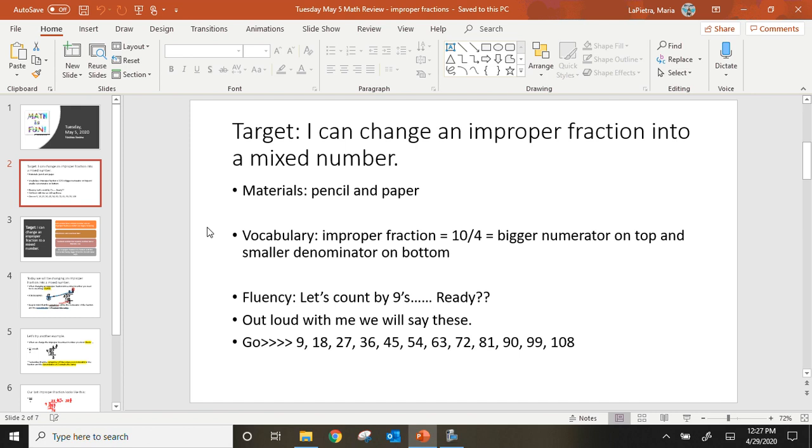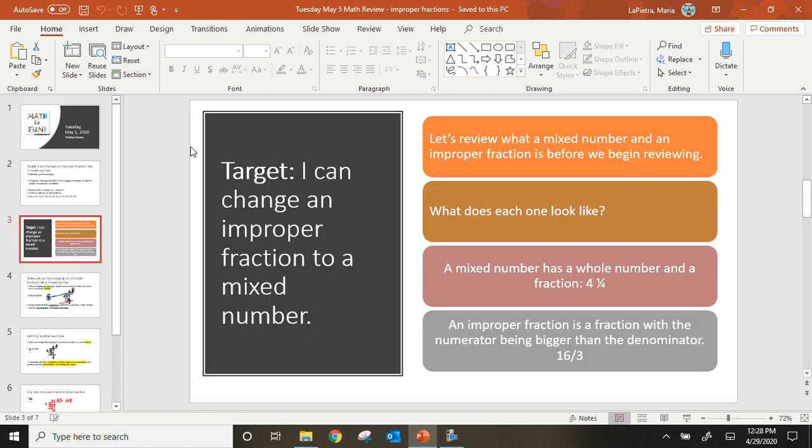So there's your example. And for fluency today, let's count by our nines. Get ready. Out loud with me, we will say these. Ready, go. 9, 18, 27, 36, 45, 54, 63, 72, 81, 90, 99, 108. It's really important, everybody, that you continue to practice your fluency. It helps with all other aspects of math.